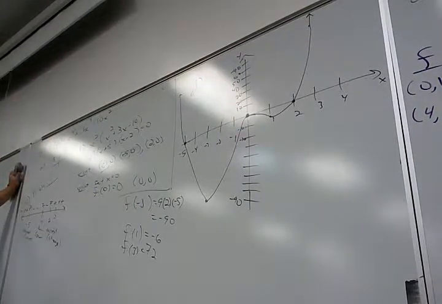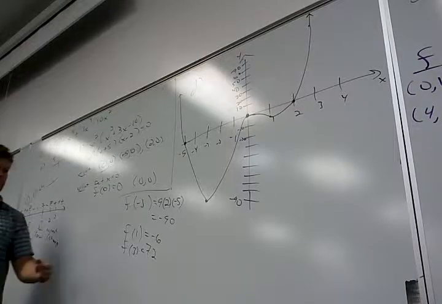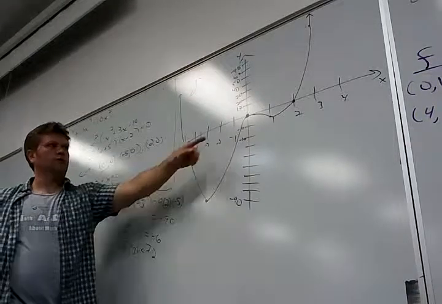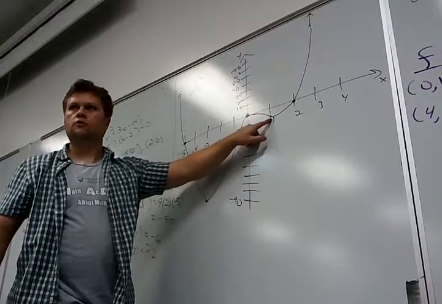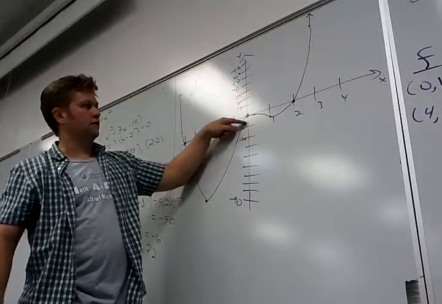Okay. What is the point, dude? 1 and -6. Where is it? Here? Where's the -6? Well, that's -10, so -6 is about right there. Yeah.